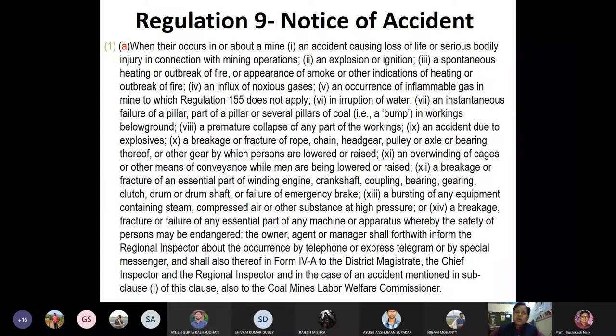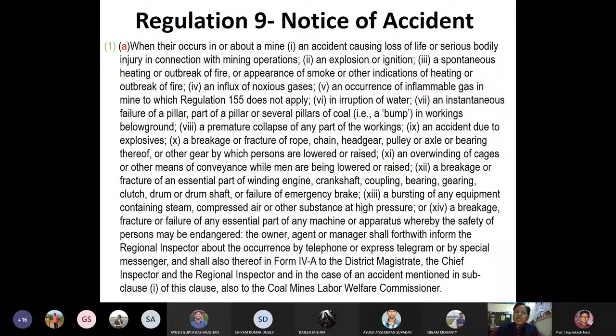And also, you have to fill up form number IVA. About the occurrence of the accident, you have to report it to the district magistrate, the collector, of the district in which your mine is situated. So you have to fill up form IVA and submit it to the district collector in the area where your mine is situated.